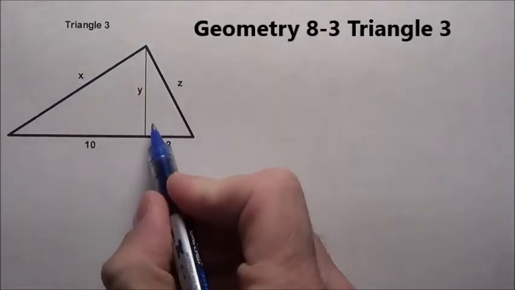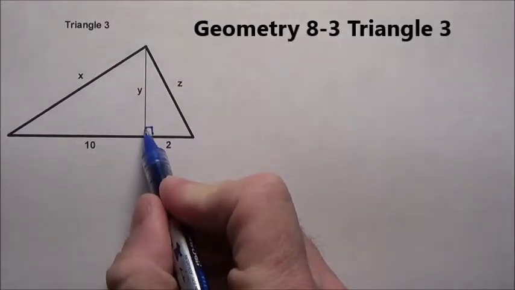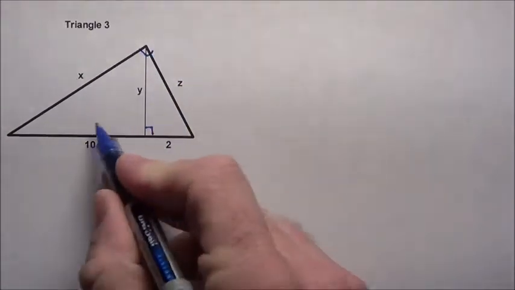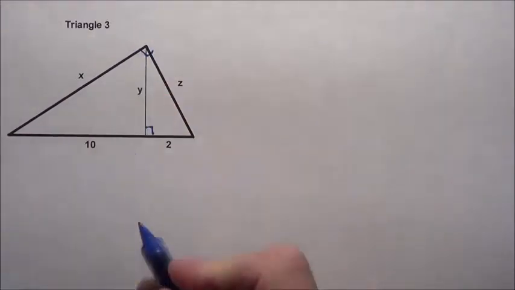Triangle 3. What we have is, again, as I told you, these are all right angles. That's a right angle. It's a right angle up here. We have 3 similar triangles: this side, and the whole big piece.